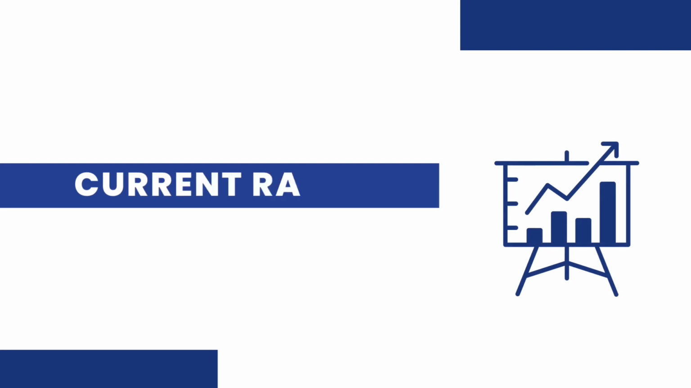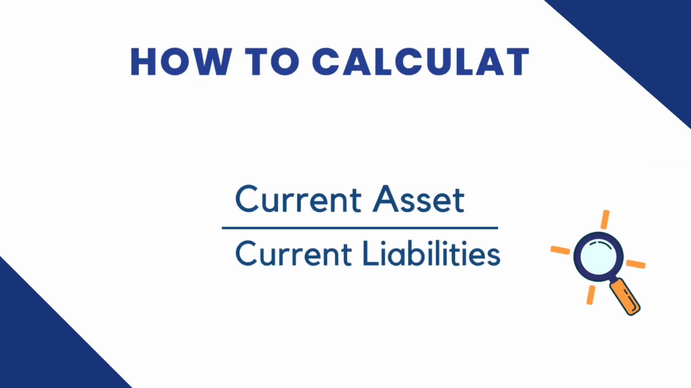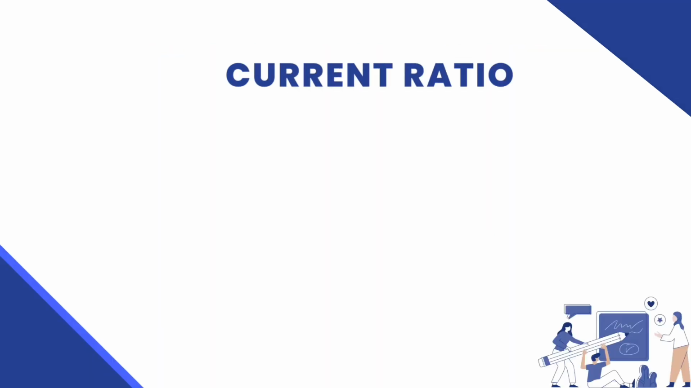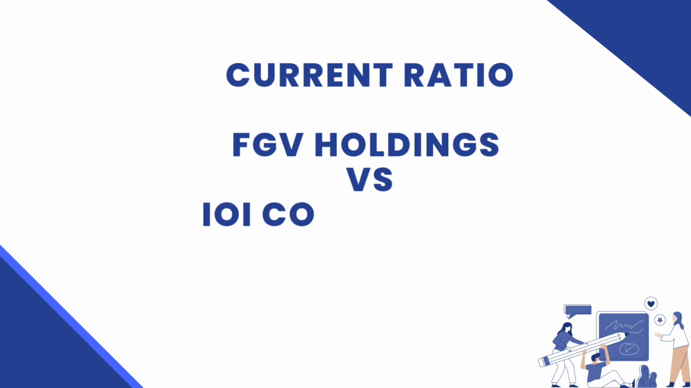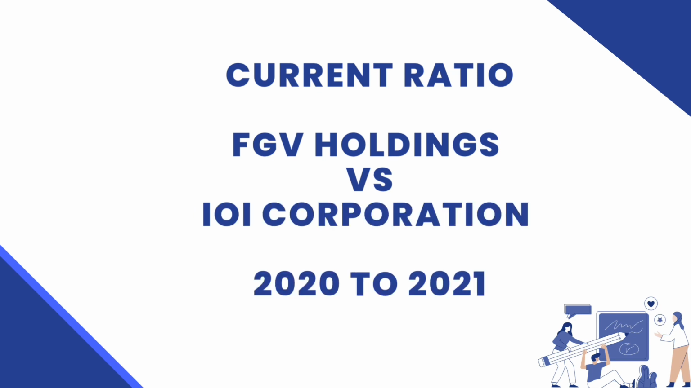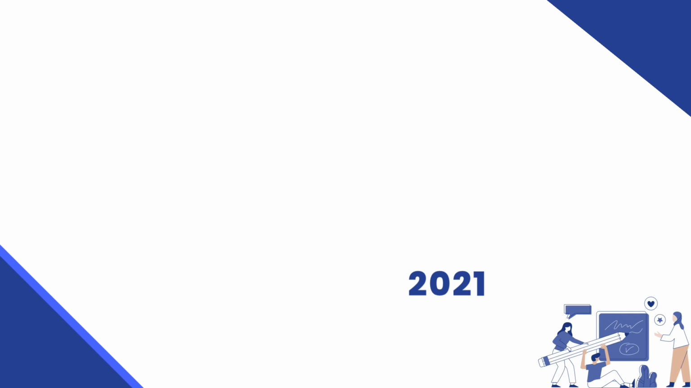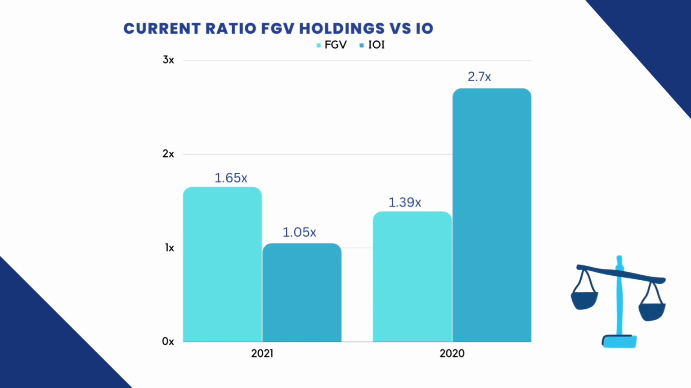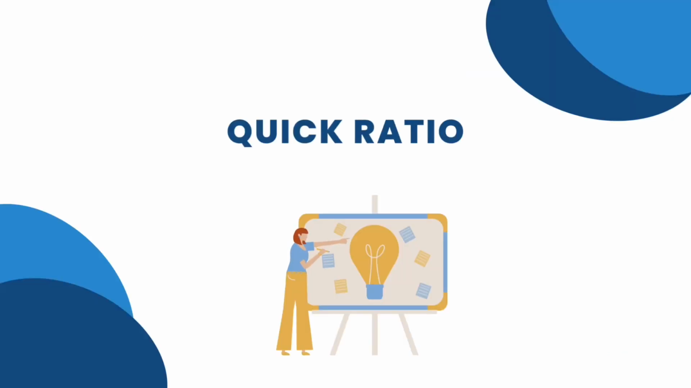How we determine the current ratio? The current ratio can be calculated by dividing current asset with the current liabilities. Let's take a look at the comparison current asset between FGV Holding and IOI Corporation within year 2020 to 2021. As we can see, in year 2020, IOI stayed 2.7 times and the next year decreased to 1.05 times. Meanwhile, FGV increased the current ratio as stayed 1.65, although both companies still have enough funds to meet their current financial obligation.